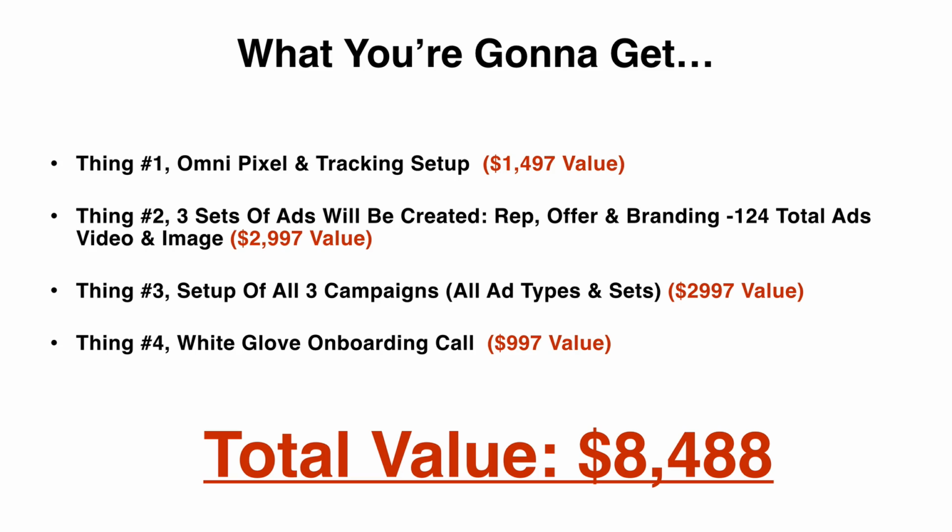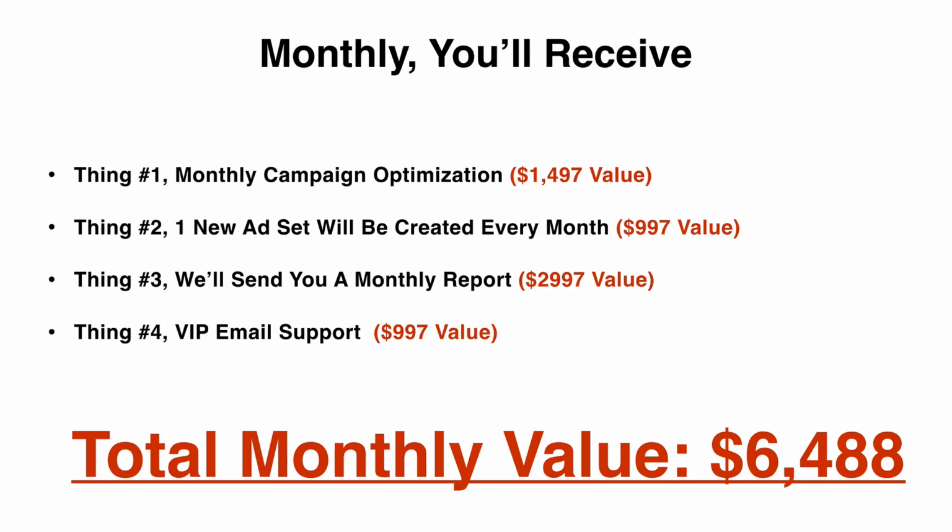So total value, $8,488. See, then monthly, that's just the setup. Then monthly, after we get things up and it's running and it's off to the races, you're gonna receive thing number 1, which is monthly campaign optimization. So we're gonna go in there and we're gonna tweak and we're gonna tinker. We're gonna figure out what's working. We're gonna figure out what's not working, right? And we're gonna scale and we're gonna change it based upon what we find.